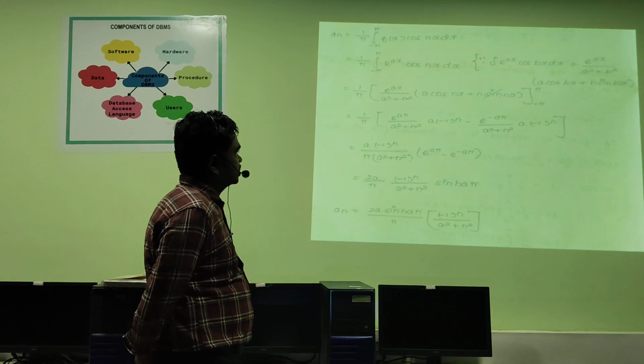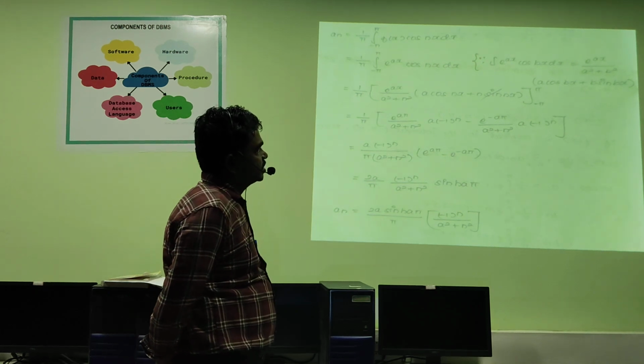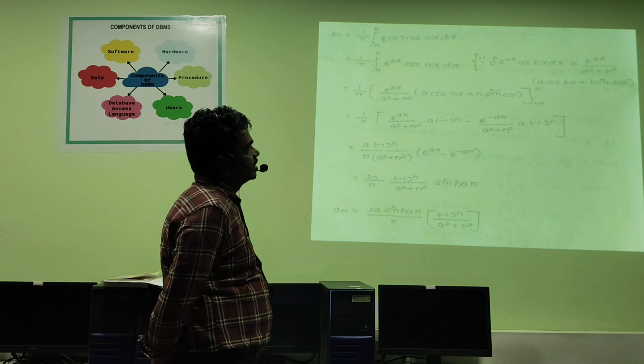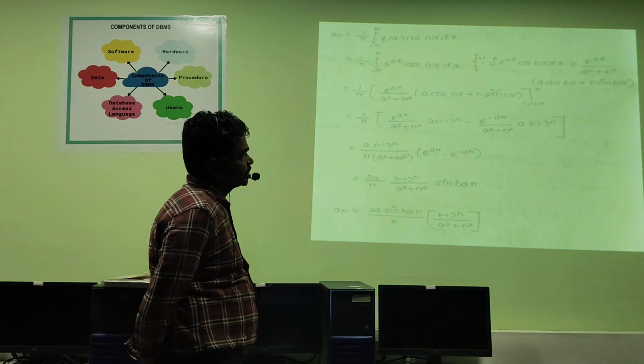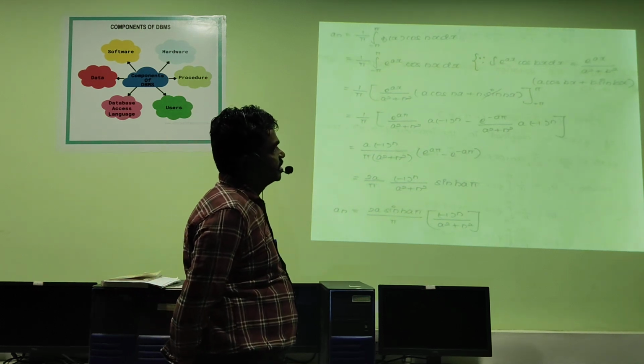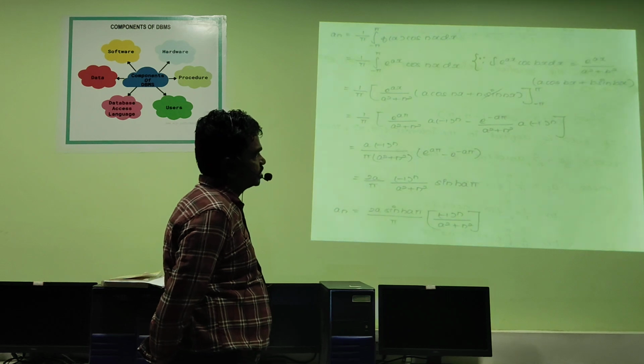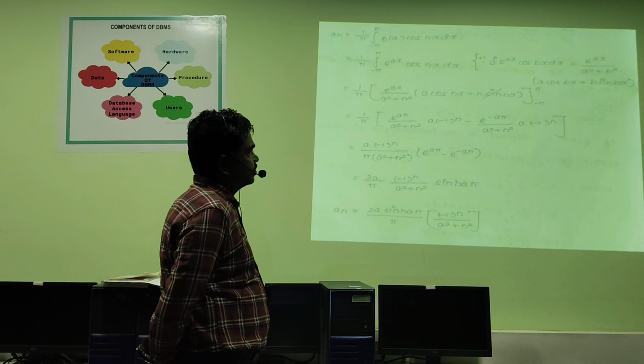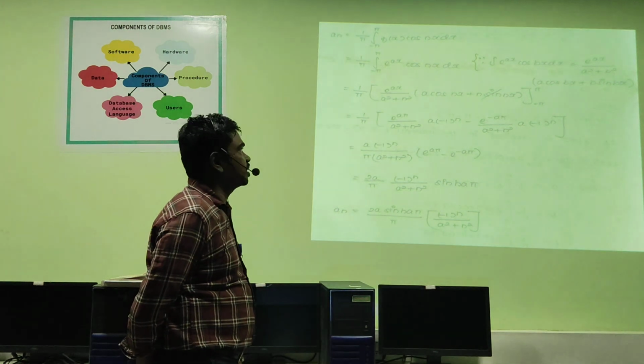So e^x cos nx dx. We already know the general formula for integration: the integral of e^(ax) cos bx dx equals e^(ax) / (a² + b²) times (a cos bx + b sin bx). So we can use the integral formula here.